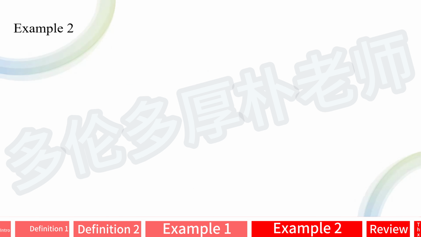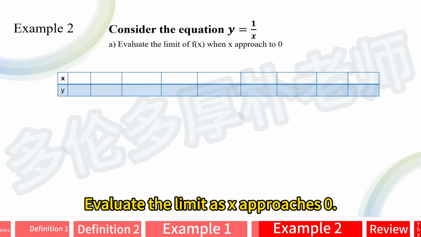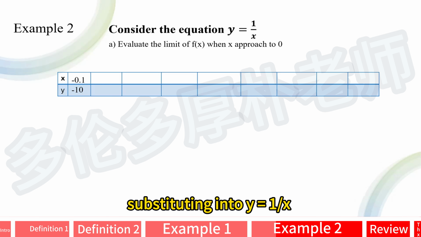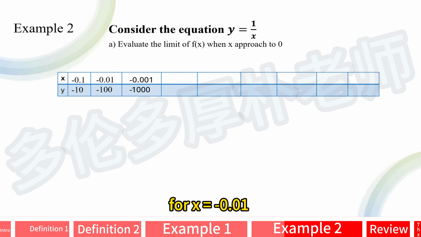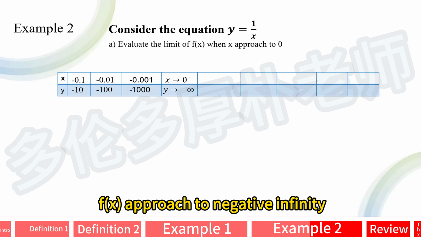Okay, next example. Consider the function f(x) equals 1 over x. Evaluate the limit as x approaches 0. When x approaches 0 from its left, for example, try x equals negative 0.1. Substituting into y equals 1 over x yields the y value negative 10. For x equals negative 0.01 and x equals negative 0.001, we get y values like negative 100 and negative 1000. So when x approaches 0 from the left, f(x) approaches negative infinity.